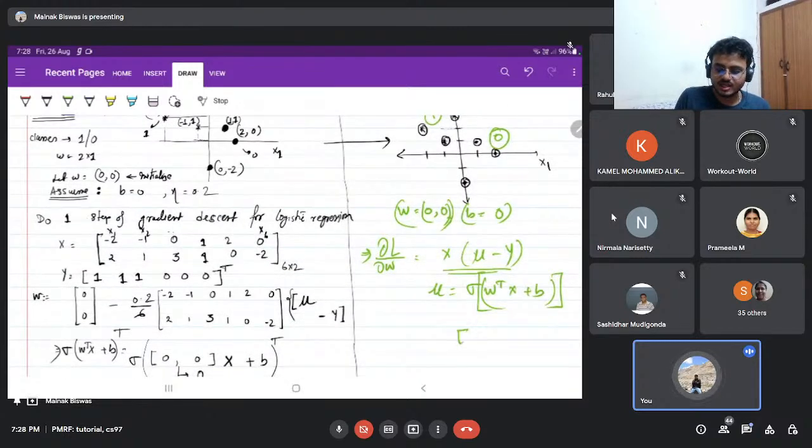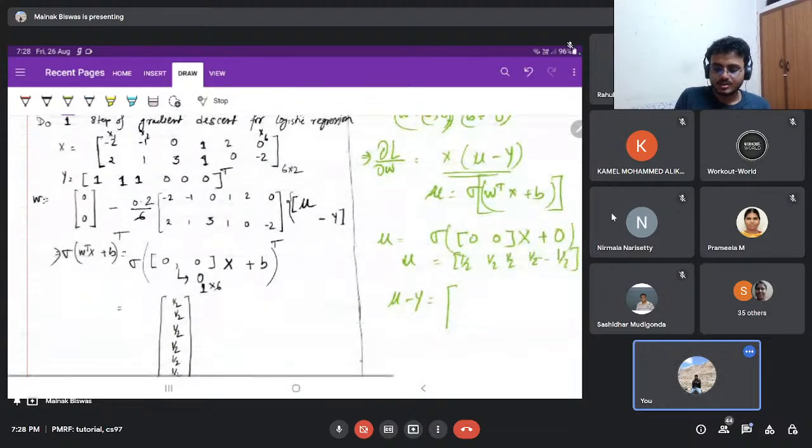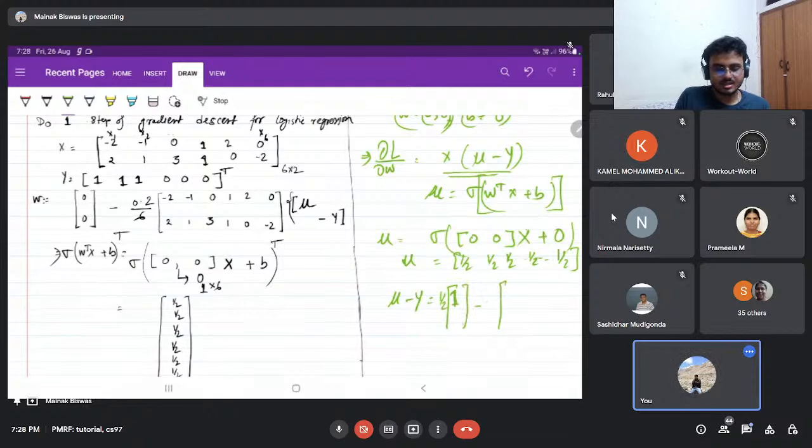Initially I have taken 0, 0 as the weight vector, and b is also 0. So mu is an all-half vector. It's predicting equal probability for all the 6 points. So this is the value of mu. So mu minus y is half into 1 minus, I have 3 1s and 3 zeros. That's what I've done here.